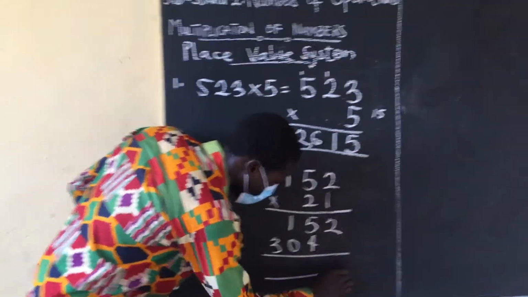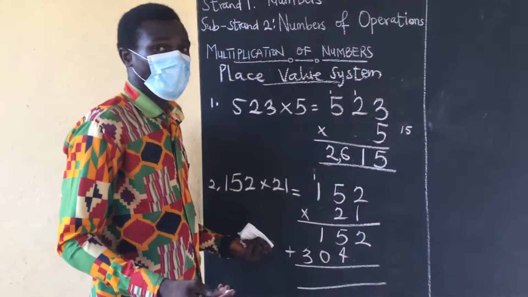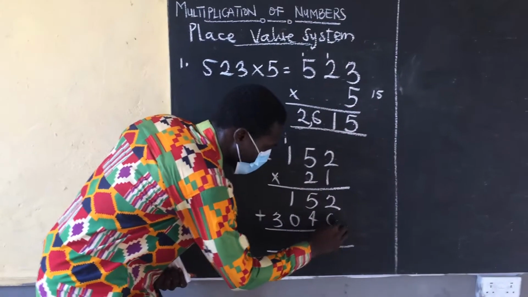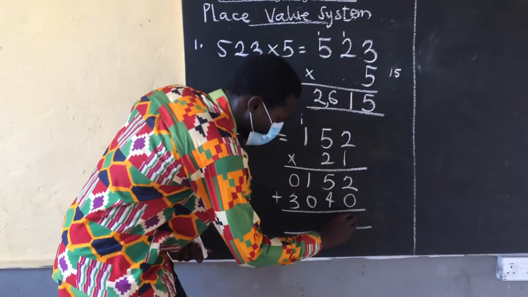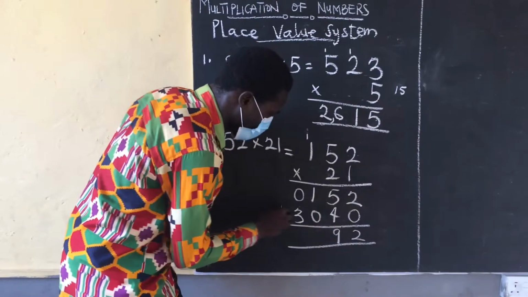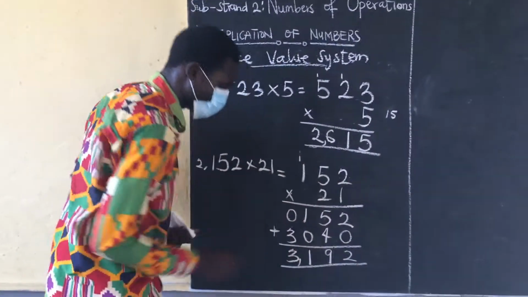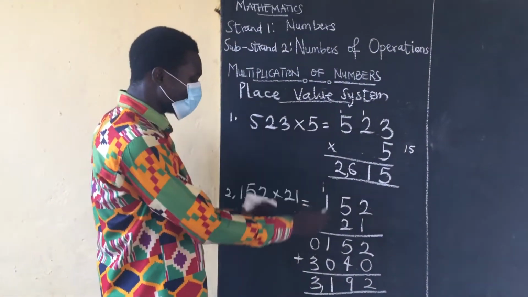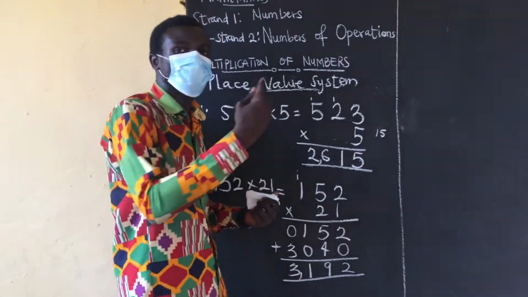When we are done, we just put the 2 numbers together by addition. We did addition in our previous video. Because there is no number here, we assume that it is 0. So 2 plus 0 is 2. 5 plus 4 is 9. 1 plus 0 is 1. And 0 plus 3 is 3. This will give us 3,192.